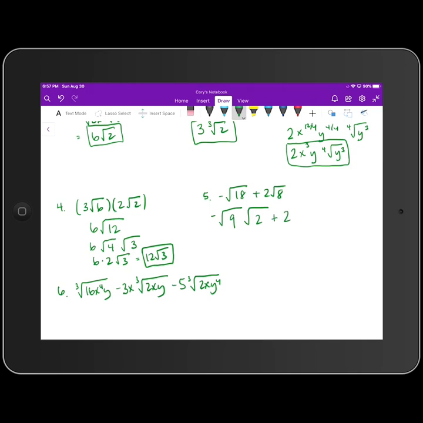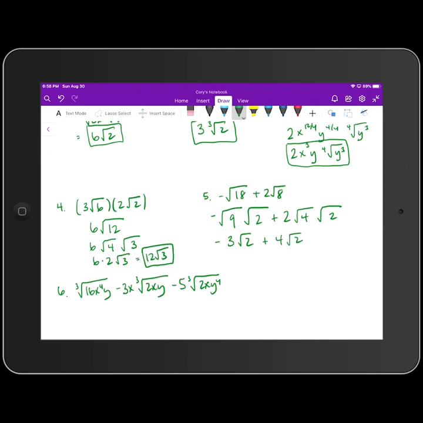Plus 2 times, if I want to simplify rad 8, again, I want to break that up into factors that are perfect squares and factors that are not. Okay, so the largest perfect square factor of 8 is 4, which leaves us with a leftover factor of 2. Okay, so let's go through and simplify this. So we have negative, the square root of 9 is 3, times rad 2, plus 2 times rad 4. Rad 4 is 2, so we have 2 times 2, which is 4 rad 2.